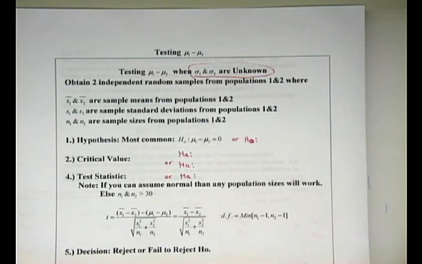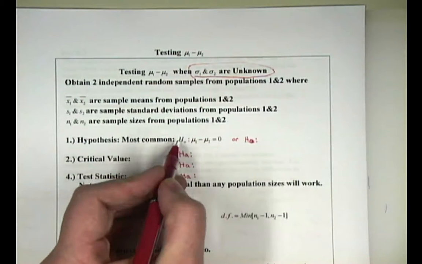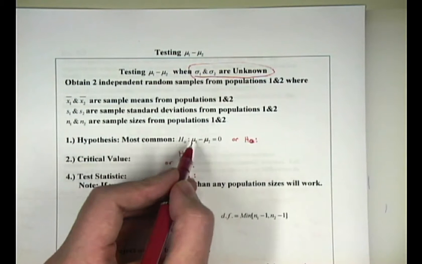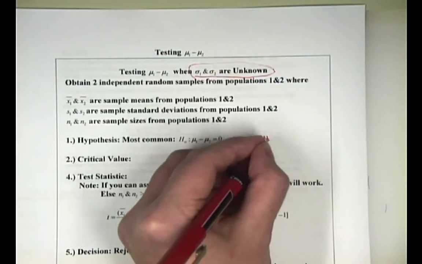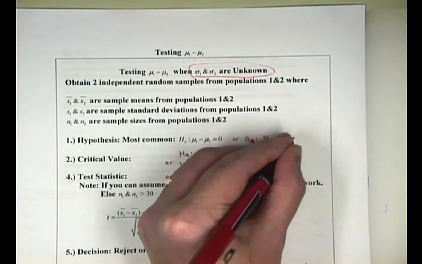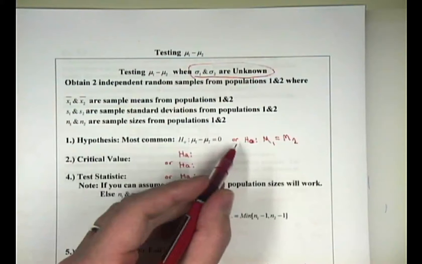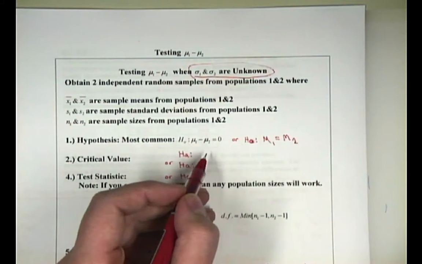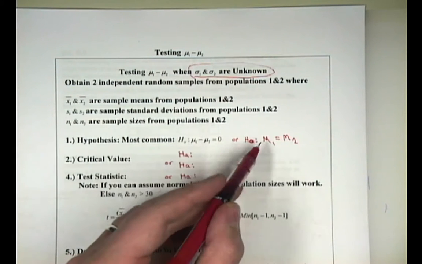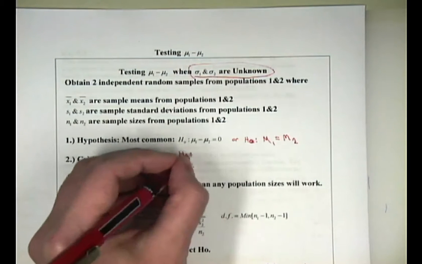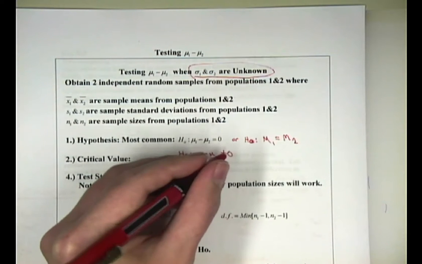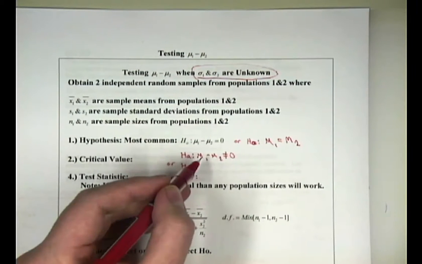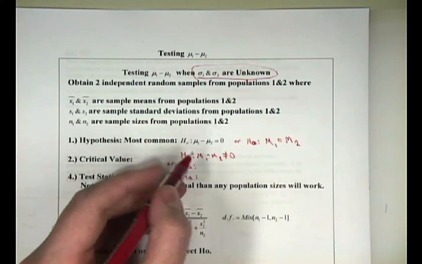Our hypothesis in this situation, the most common for the null hypothesis, is mu1 minus mu2 equals 0, but you can write it as mu1 equals mu2, meaning there is no difference between the two population means, or in other words, the population means are the same. The alternative hypothesis in this situation could either be a not equal to statement, meaning that there is a difference between the means, one way or the other.